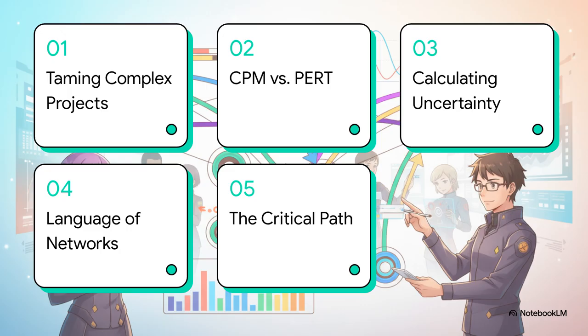So here's our game plan. We'll start with the big problem these tools were designed to solve, then we'll look at the two main philosophies, CPM versus PERT, and see how one of them gets really clever about dealing with uncertainty. After that, we'll learn the basic language of these maps so we can finally hunt for the one thing every project manager is after, the critical path.